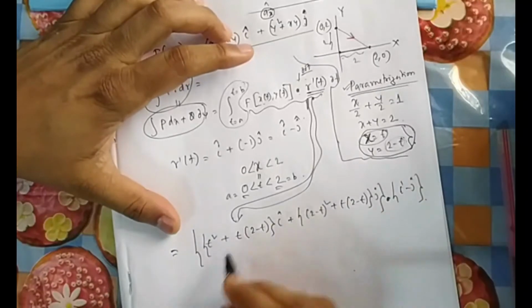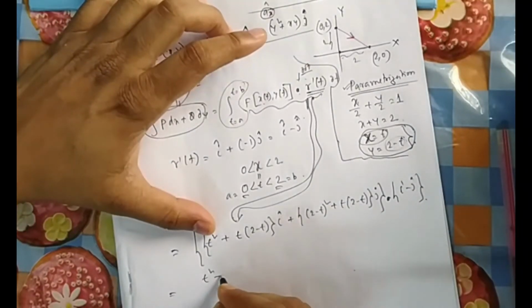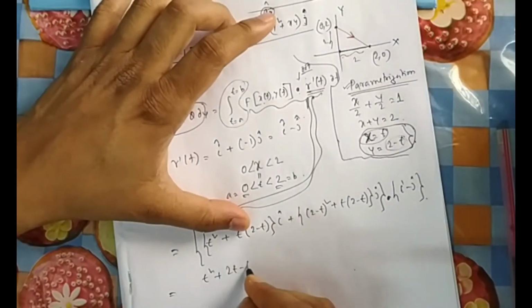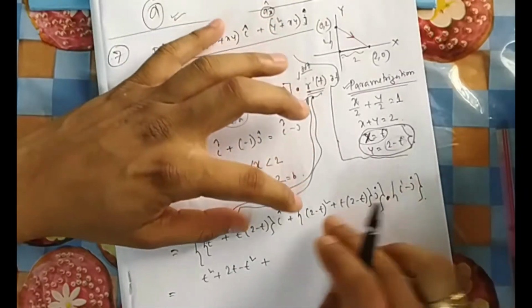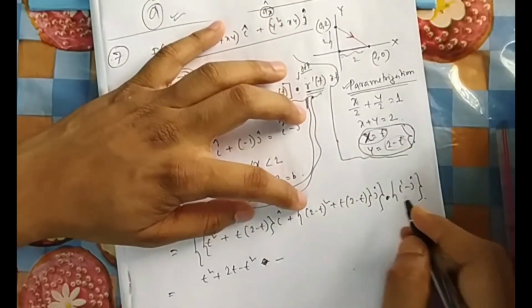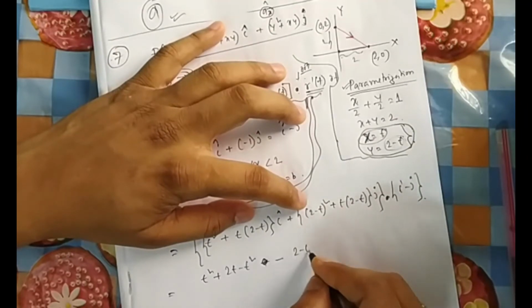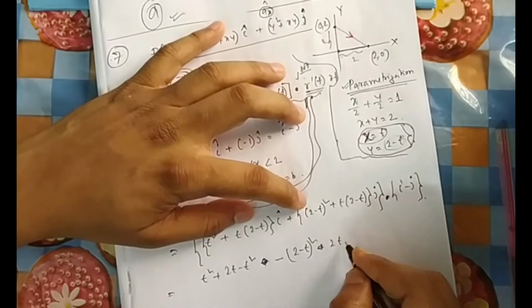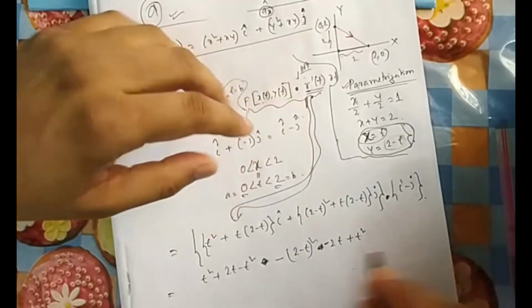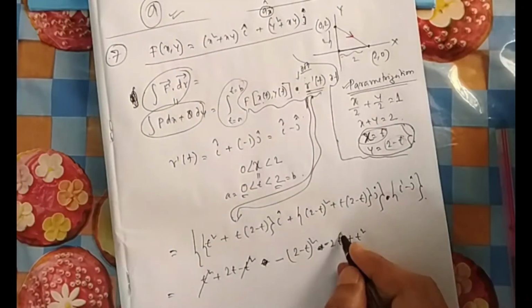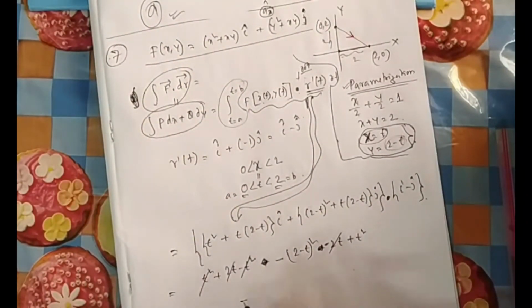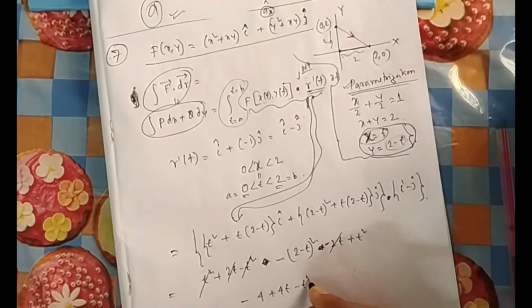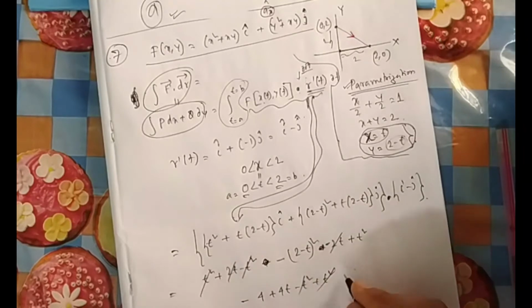Now the i dot will be there, so it will be t square plus 2t minus t square, and then j dot j, it will be minus, so 2 minus t whole square, so it is minus, so it will be minus 2t plus t square. Minus t square plus t square cancel, minus 2t plus 2t cancel, so you will be left with minus 4 plus 4t minus t square plus t square, so it is 4t minus 4.